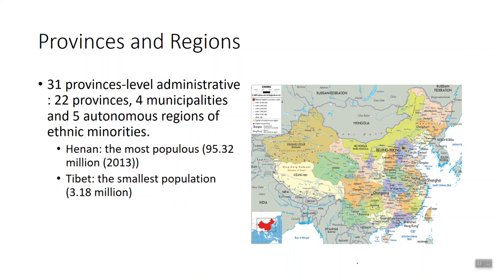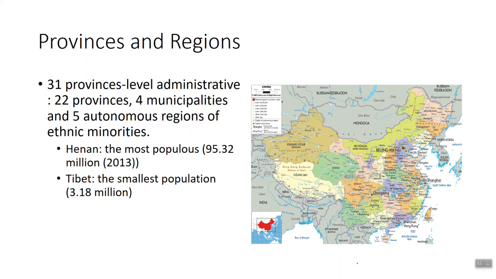So in this video, we're going to look at China's provinces and regions. First of all, similar to America, which has different states, China has different provinces. In China, we have a total of 31 province-level administrative divisions: 22 official provinces, 4 municipalities, and 5 autonomous regions of the ethnic minorities, and also 2 special administrative regions.